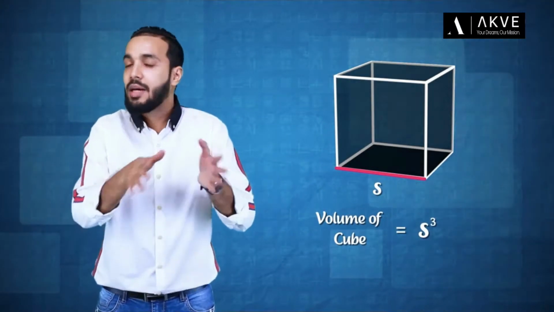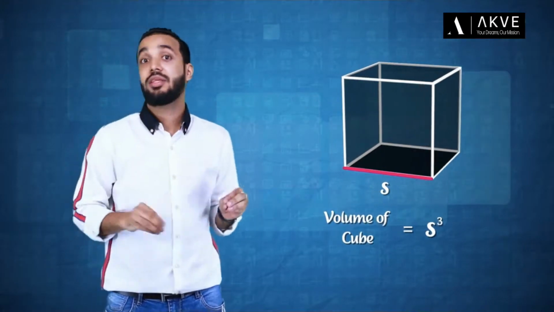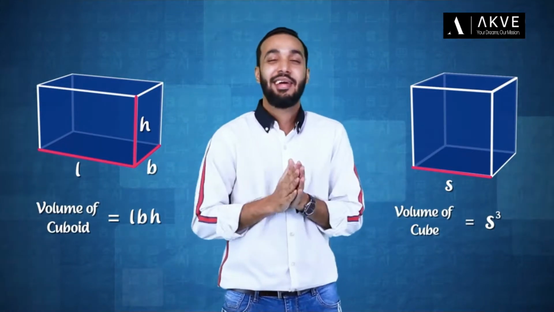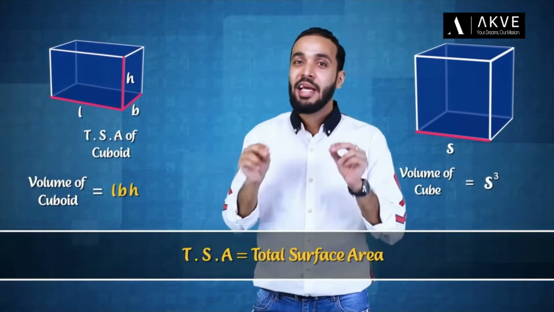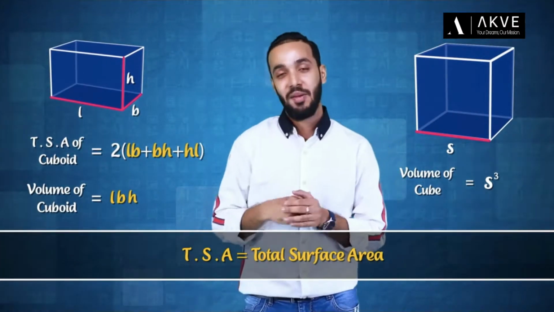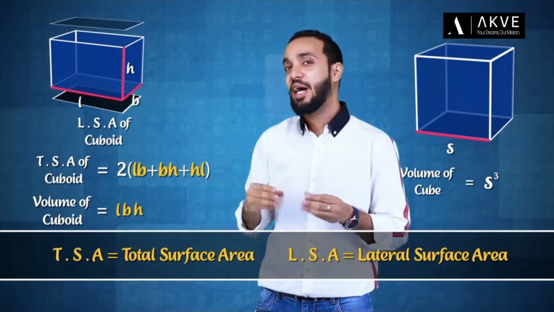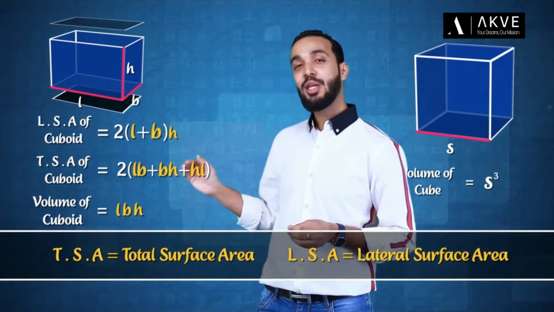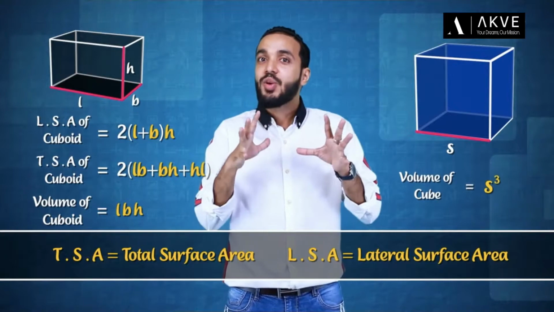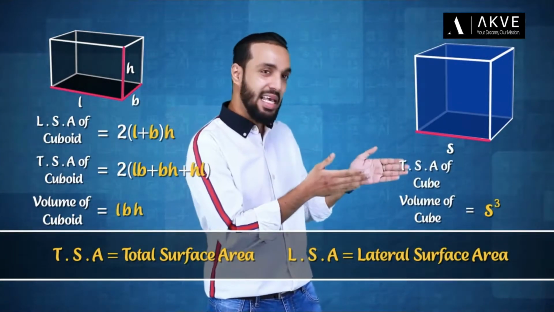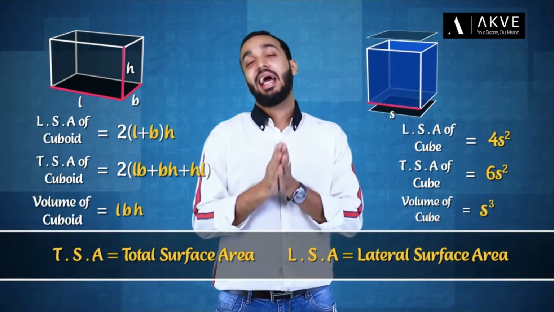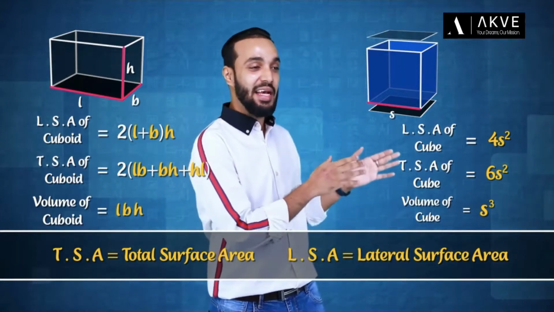Now, there may be some questions where we might have to deal with the surface area of these three shapes. We already know the formula for that, don't we? The total surface area of a cuboid is calculated using 2 into (LB plus BH plus HL). And its lateral surface area is calculated using 2 into (L plus B) into H. On the other hand, for a cube, its total surface area is calculated using 6S squared. And its lateral surface area, as we all know, is calculated using 4S squared.